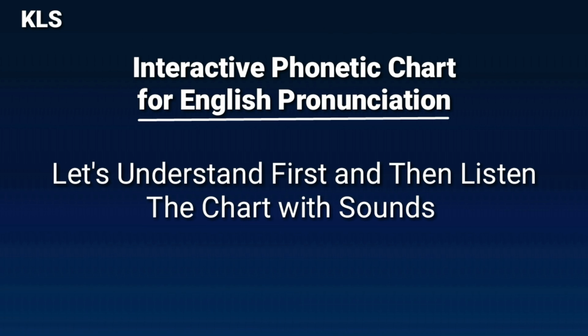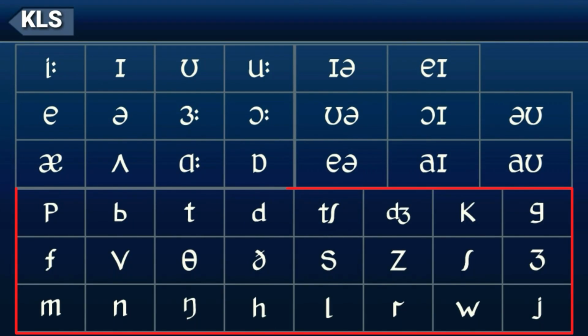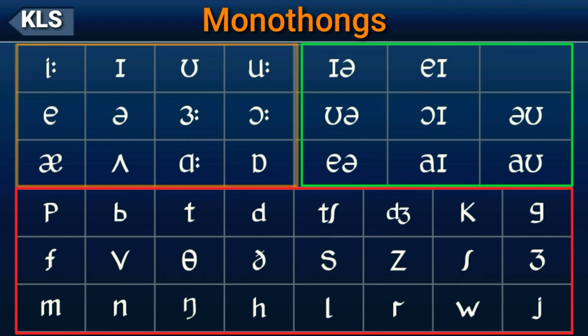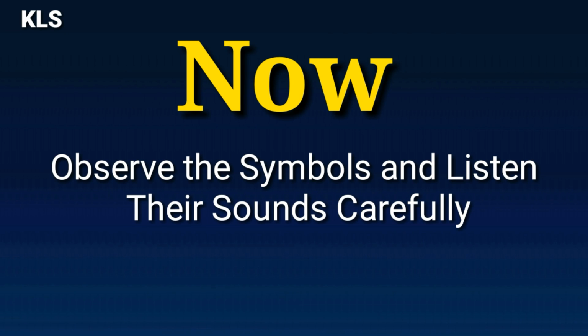Let's understand first and then listen to the chart with sounds. In red, there are consonants. In green, diphthongs. In orange, monophthongs. Now observe the symbols and listen to their sounds carefully.